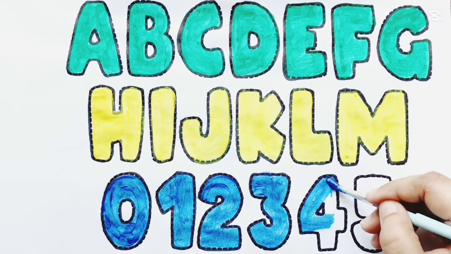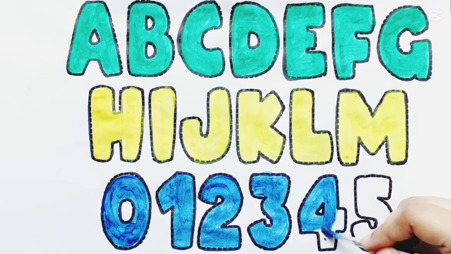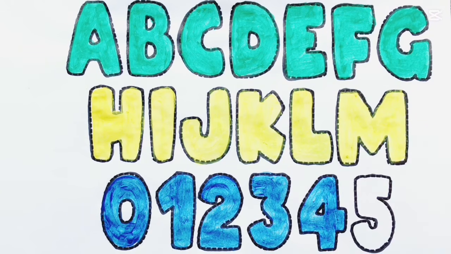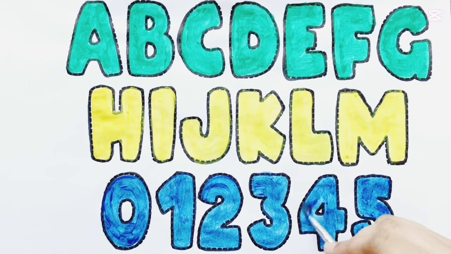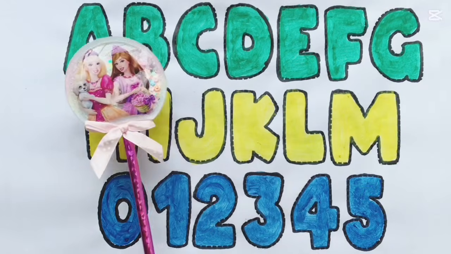Let's see a list of words that start with the letter A. Apple, angel, address, animal, answer. And number five. Autumn, ambulance, airplane, arrow, alligator, ant. Let's repeat. Learn with me.